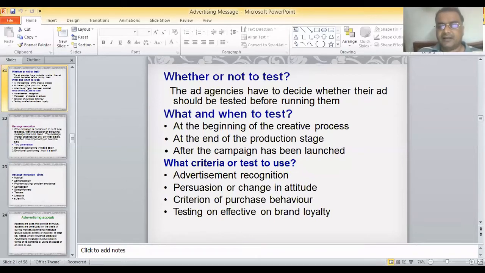Then, what and when to test. It can be at the beginning of the creative process, it can be at the end of the production stage, or it can be after the campaign has been launched. And the third question is what criteria or what test to use. It can be advertisement recognition, persuasion, or change in attitude, criteria of purchase behavior, or testing effect on brand loyalty.